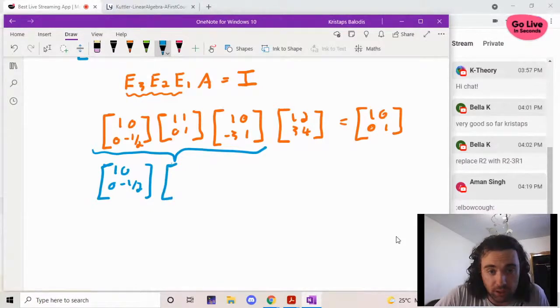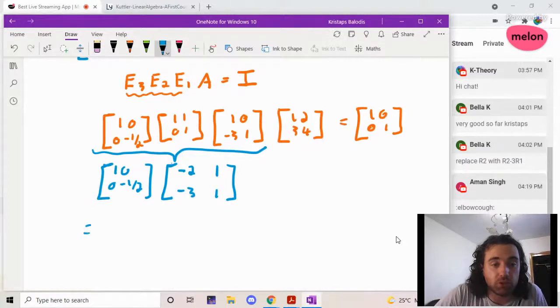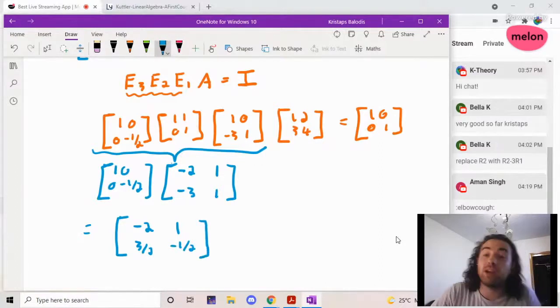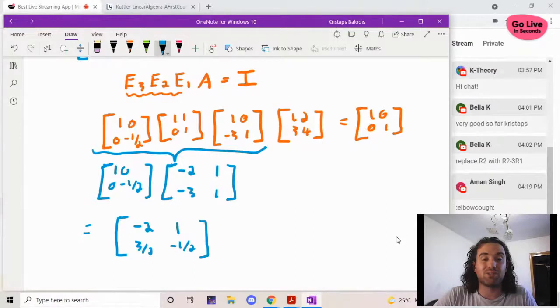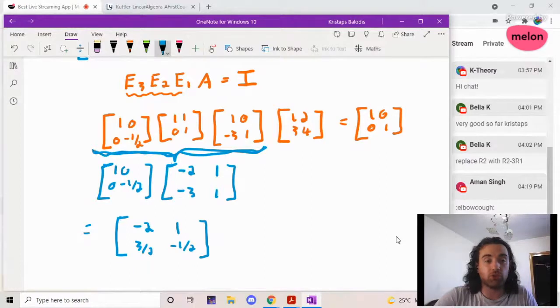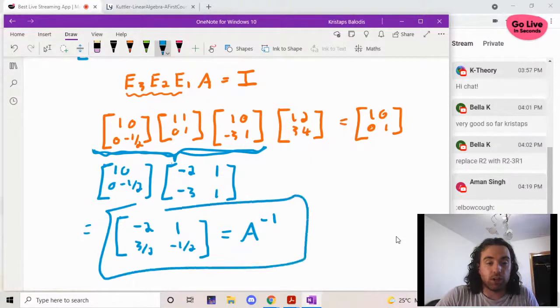So this is going to be 1 minus 3 is -2, 1 minus 3 and 1. And then multiplying these two matrices together, I should get -2, 1, 3/2, and -1/2, assuming I didn't make any mistakes in my arithmetic. So the point is, if I combine all of these matrix multiplications together, then this is the matrix that should be A inverse. And check this.